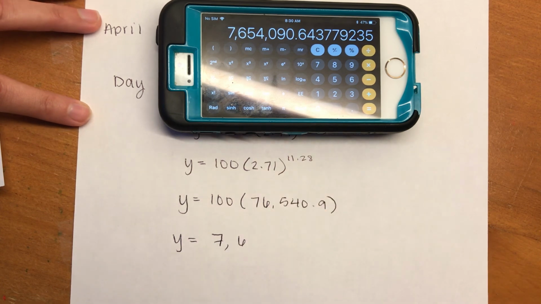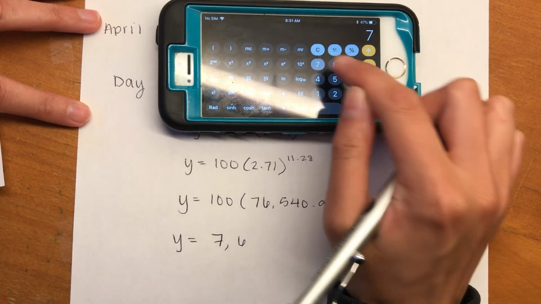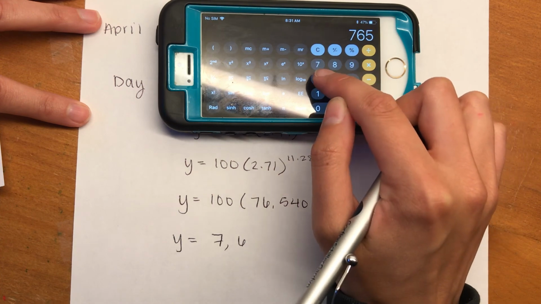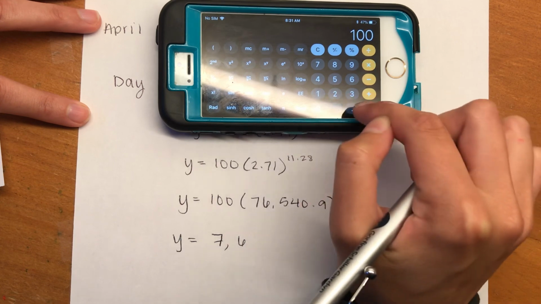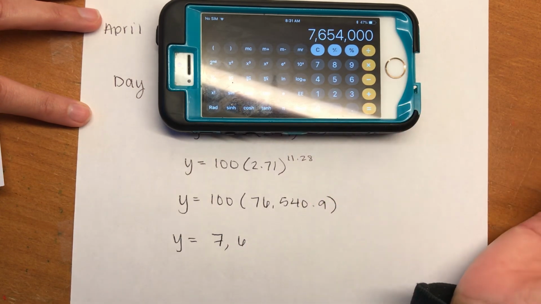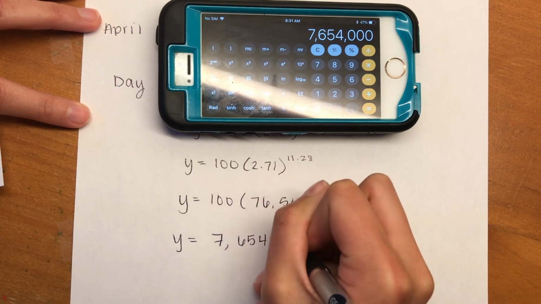And I'm going to get, okay, y equals 7,000. What? Is that right? This number seems huge. Let me try this again. 76540 times 100. Wow. 7,654,000.